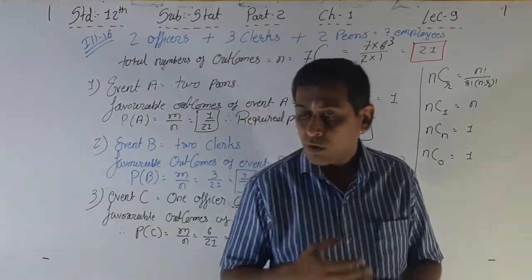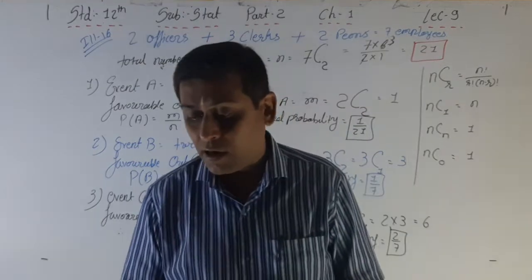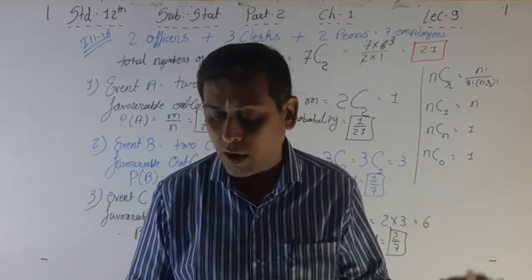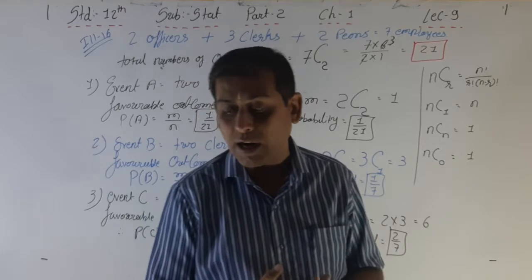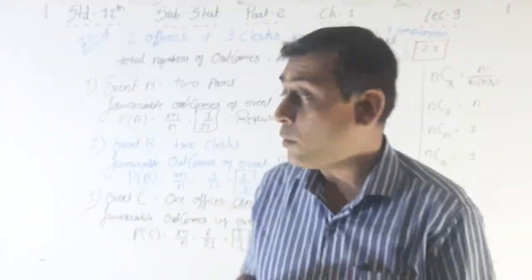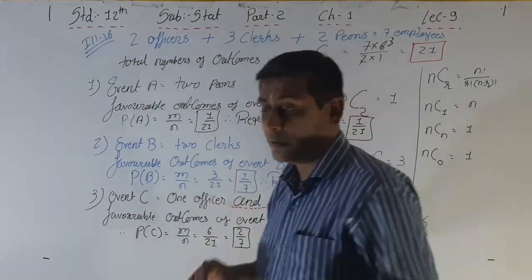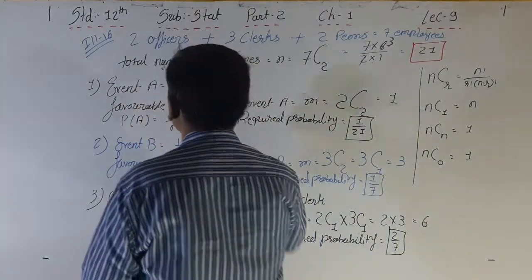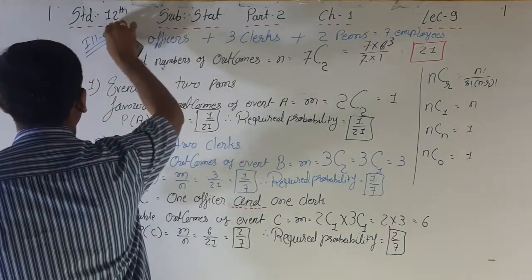Now find the probability that 2 items are defective, 2 items are non-defective, and all 3 items are non-defective among them. So we have to find the probability like this again. Okay, so first of all, illustration number 17.